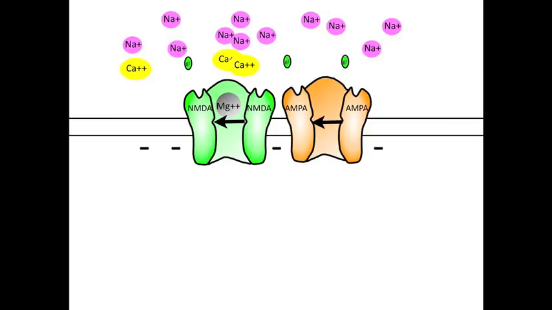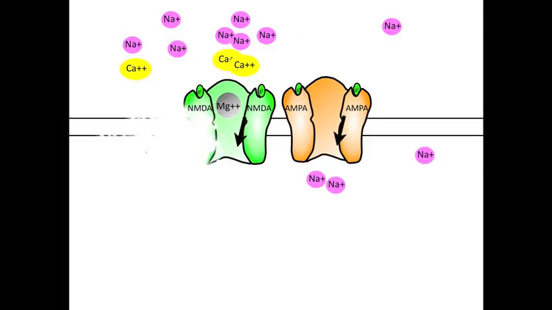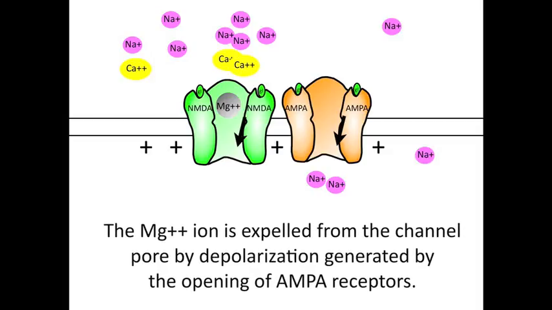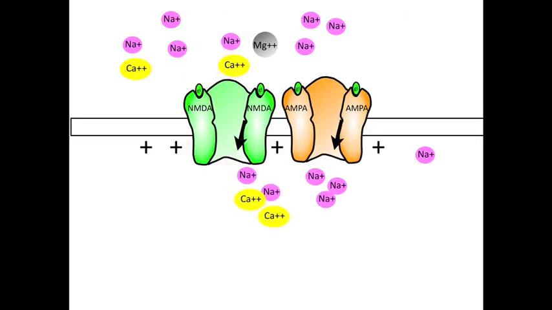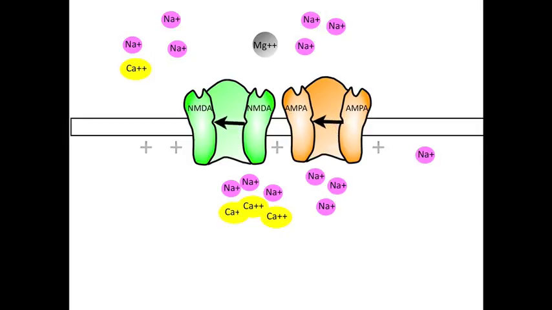Here's how they work together. First, glutamate binds onto both channels and opens their gates. The opening of the AMPA receptor allows for the influx of sodium, which then depolarizes the membrane. If the depolarization is sufficiently large, it expels the magnesium ion plugging the pore of the NMDA receptor, which is now open. The pore of the NMDA receptor is permeable to both calcium and sodium, and there is then an influx of both ions into the cell.